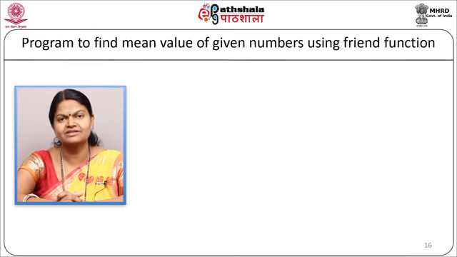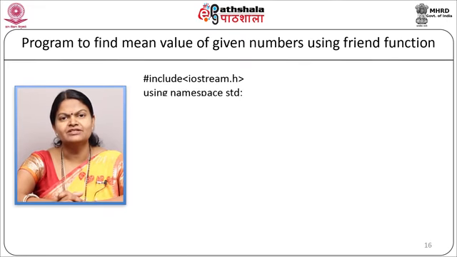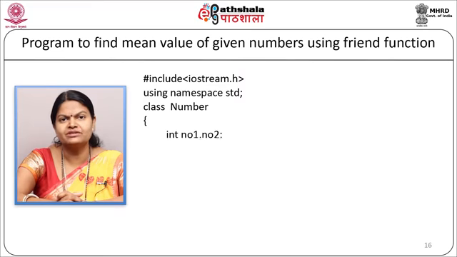Now let's start with a simple program to find the mean of given numbers using the concept of a friend function. We'll start with our program: #include <iostream>, using namespace std. Now we will start with our class Number. Here we will declare two data members as private, integer number1, number2. Now we will start with our public section, with one member function, void get.